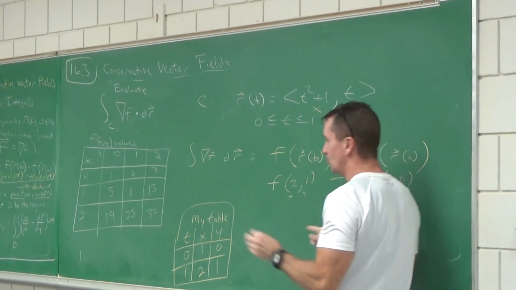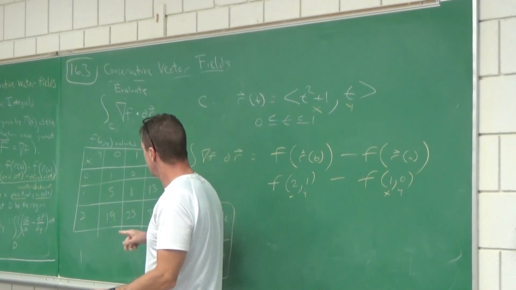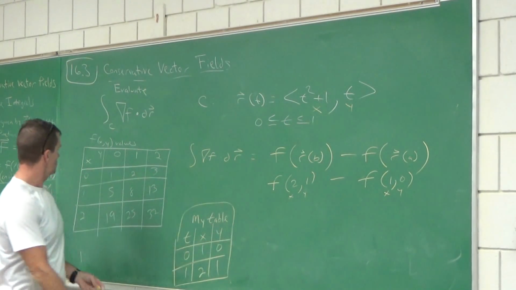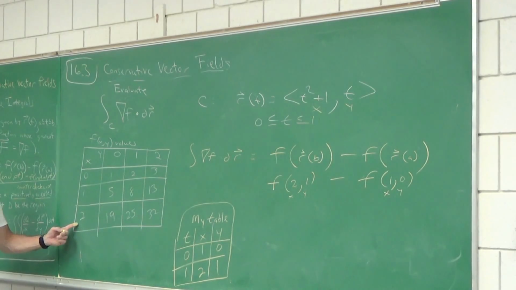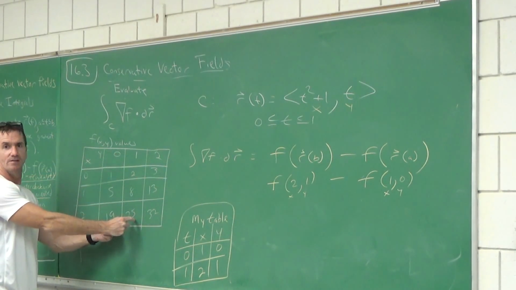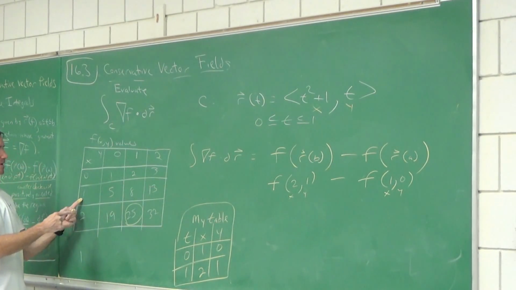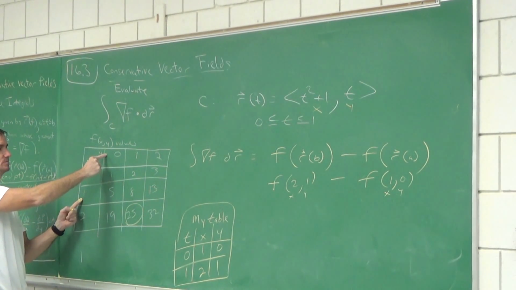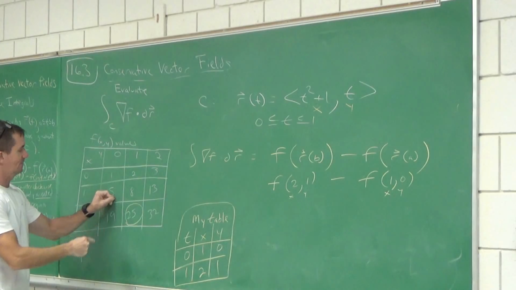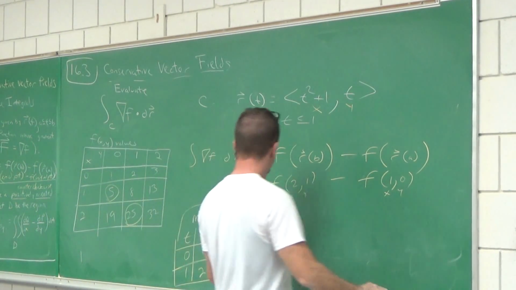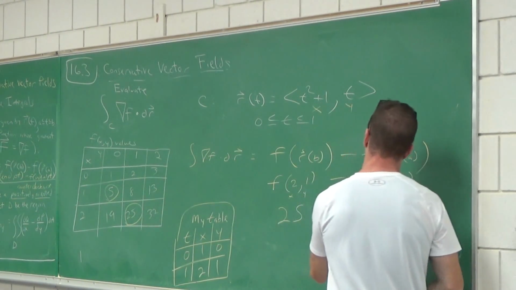Let's read this table. We'll circle. What's going on when x is 2 and y is 1? 25. That's the number. And what's going on when x is 1 and y is 0? The number is what? There you go. What's the line integral? 20.